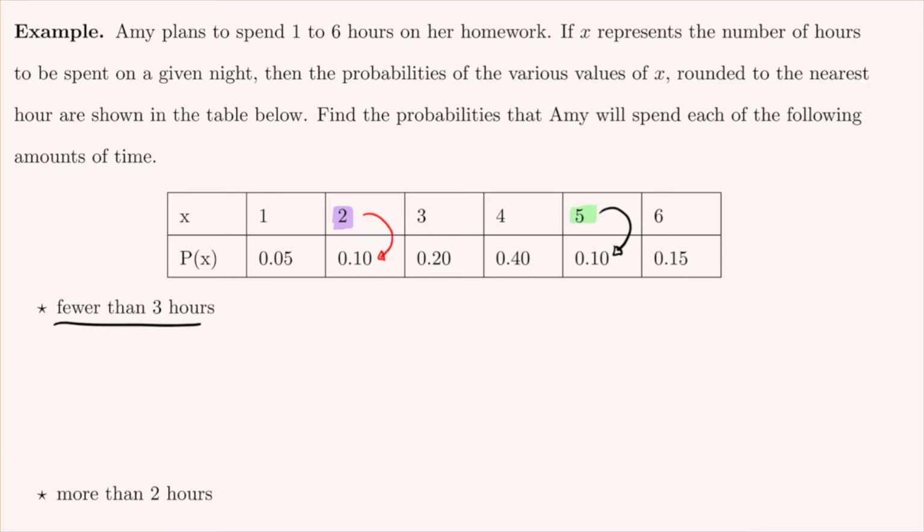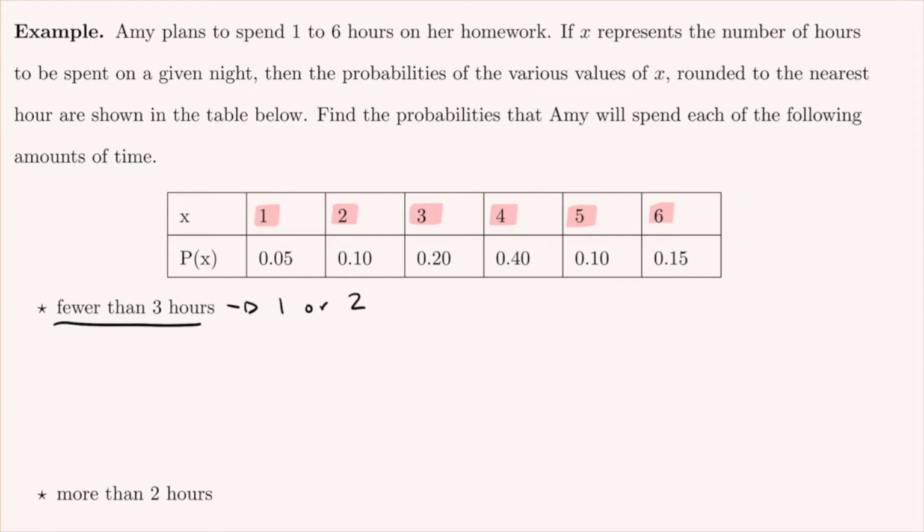Well, this idea of fewer than 3 hours actually must be translated in context. What is fewer than 3 hours? The possible outcomes for amount spent studying is 1, 2, 3, 4, 5, or 6 hours. There's no other possibilities in this problem. That's all that's allowed here. So which of these numbers, 1, 2, 3, 4, 5, or 6, is fewer than 3? Well, that's 1 or 2. Both 1 and 2 are fewer than 3.